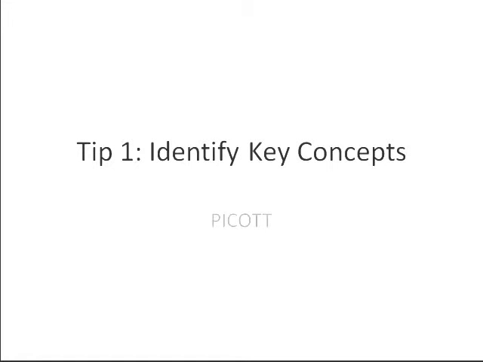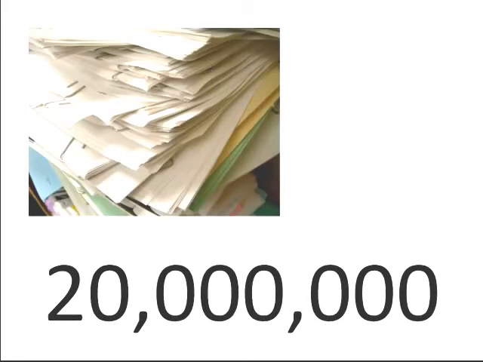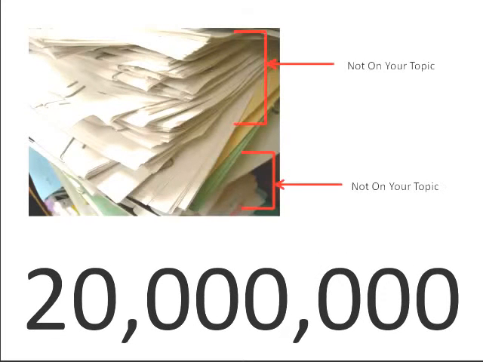Search tip number 1. Identify your key concepts. PubMed has over 20 million citations to articles, and it can be easy to be overwhelmed by citations that are not specifically on your topic. One way to ensure that you find relevant articles is to focus your topic using the PCOT acronym.